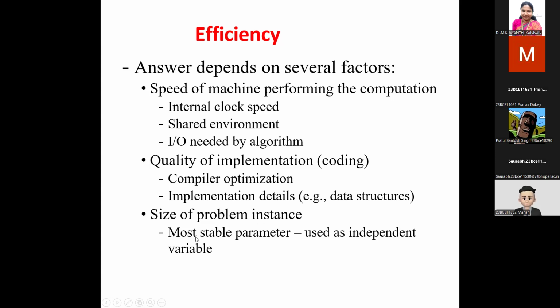Size of the problem instance is the most stable parameter, used as the independent variable. The variable should be global or local. That variable and the data should be available during execution for that particular function or main program. If it is waiting for input from the end user or from some other function, if dependency, coupling and cohesion is there, then that will reduce the efficiency. So these are all the parameters that determine the efficiency of any program, and almost all those parameters are based on the algorithm we are using.